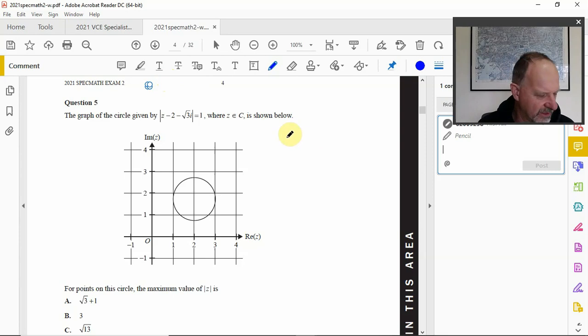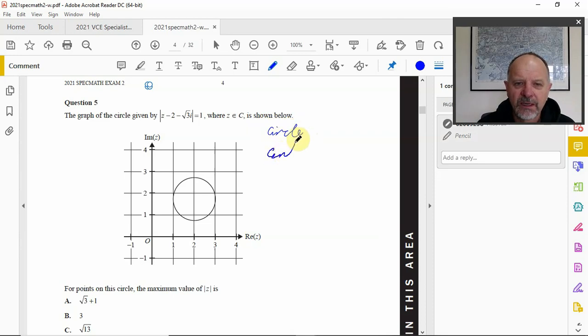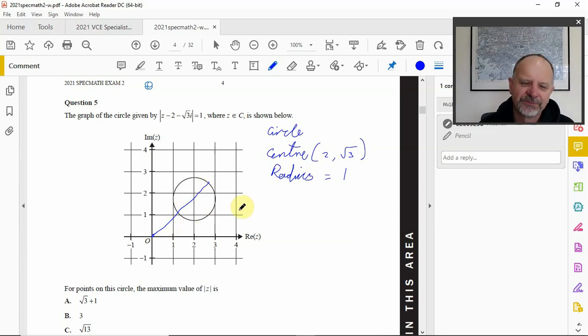All right, so what we've got here is a circle. The center of our circle is at 2 and root 3, and our radius, of course, is 1. The maximum value of z is what we're after. Here's our origin. Our maximum value of z would be when it's furthest away from the origin.